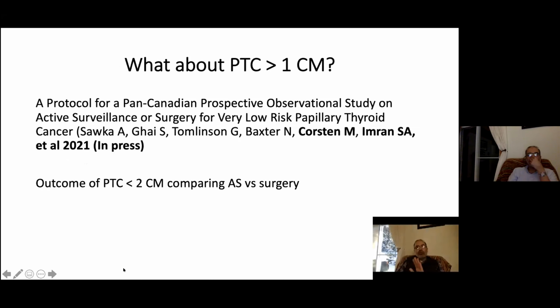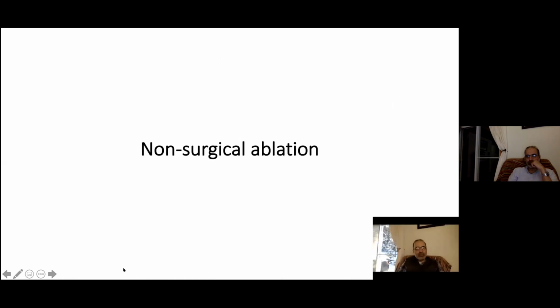So most of these data come from studies that have looked at tumors that are less than a centimeter. We really don't have any studies looking at larger tumors because most of these tumors, which are low risk tumors, are found incidentally and are between up to 2 centimeters. So we are actually currently doing a study in Canada. I'm part of that, and this is a prospective long-term study looking at this particular question. Hopefully in the next few years we'll be able to give you an answer.